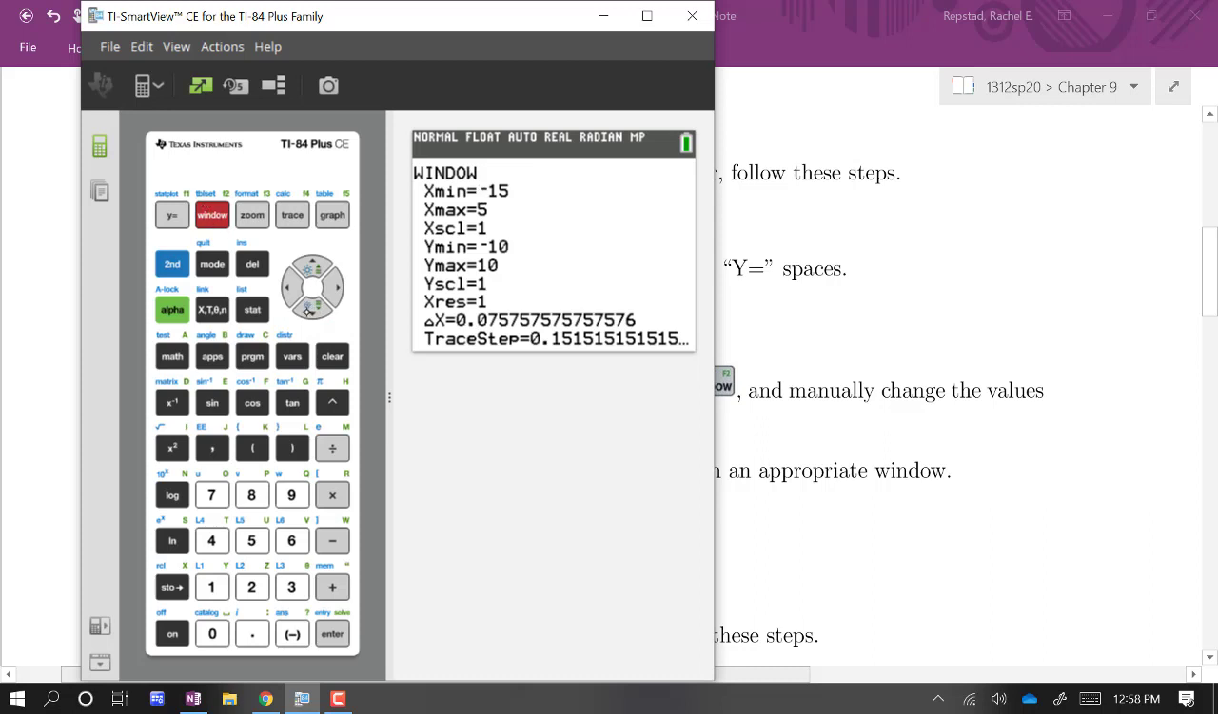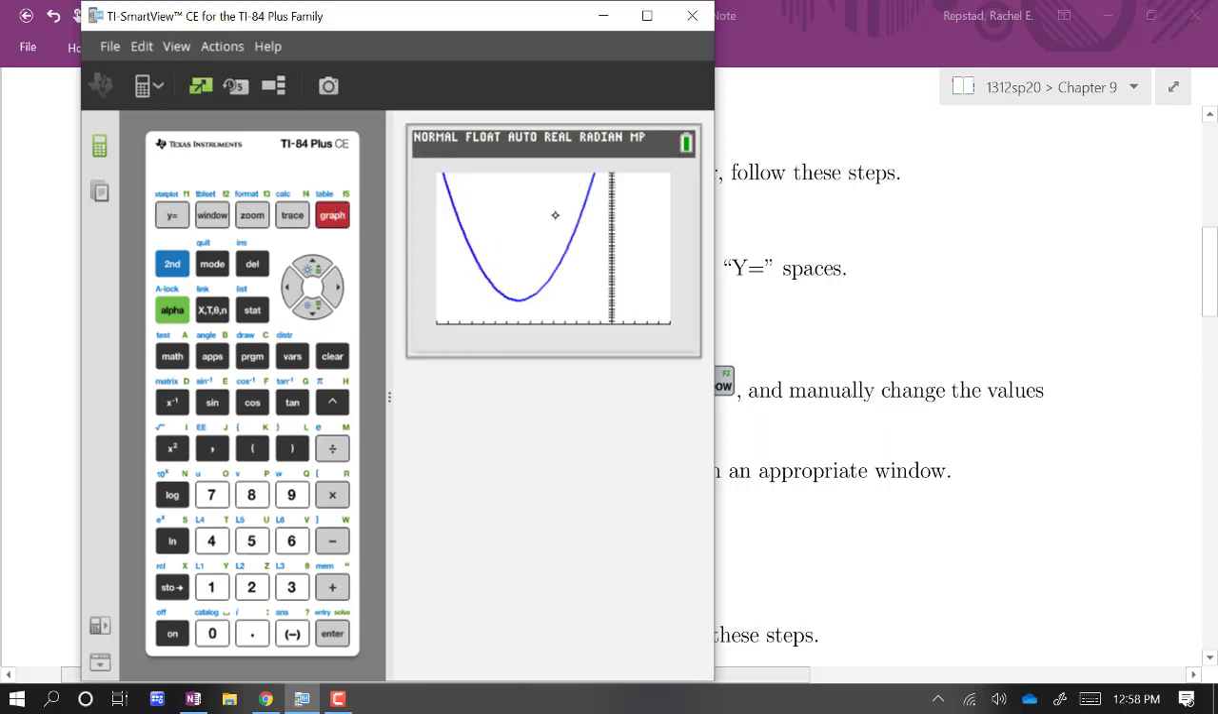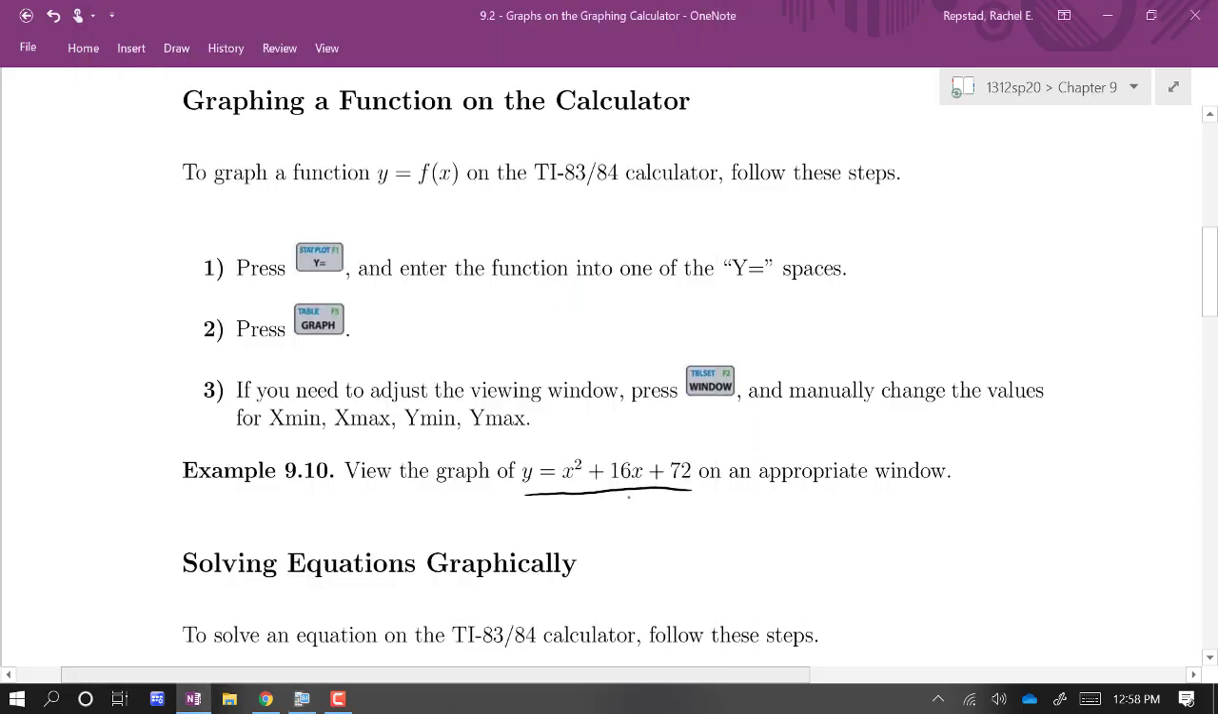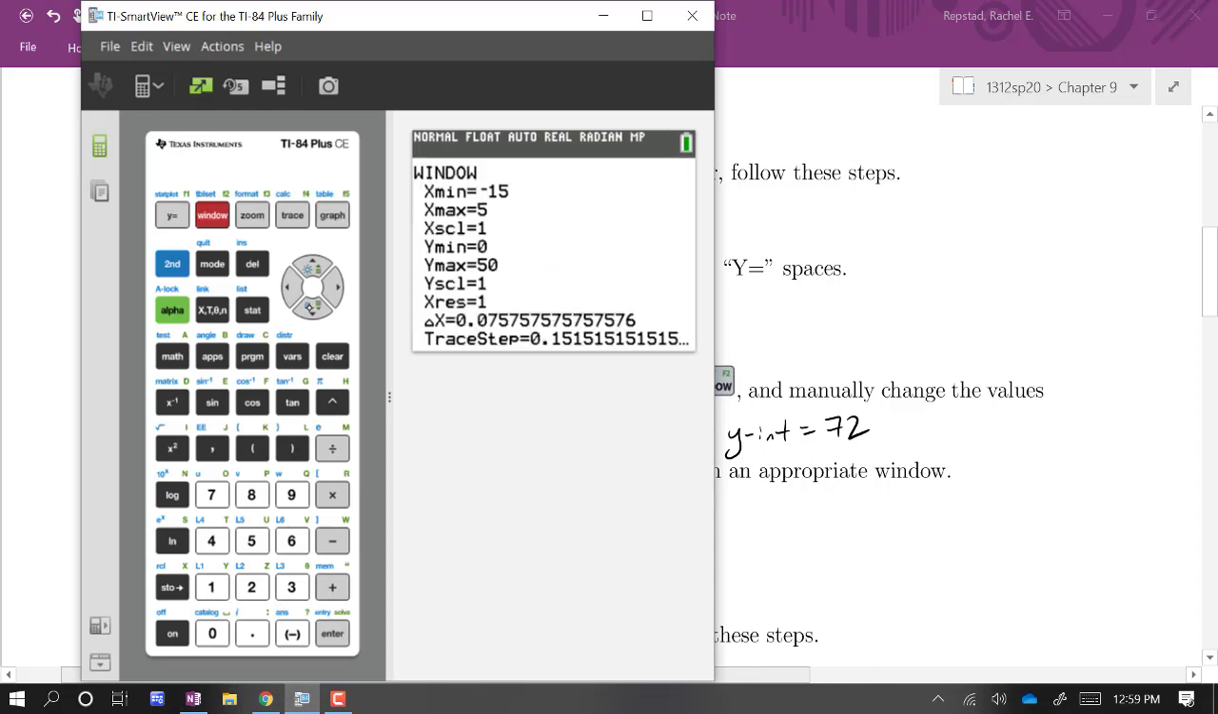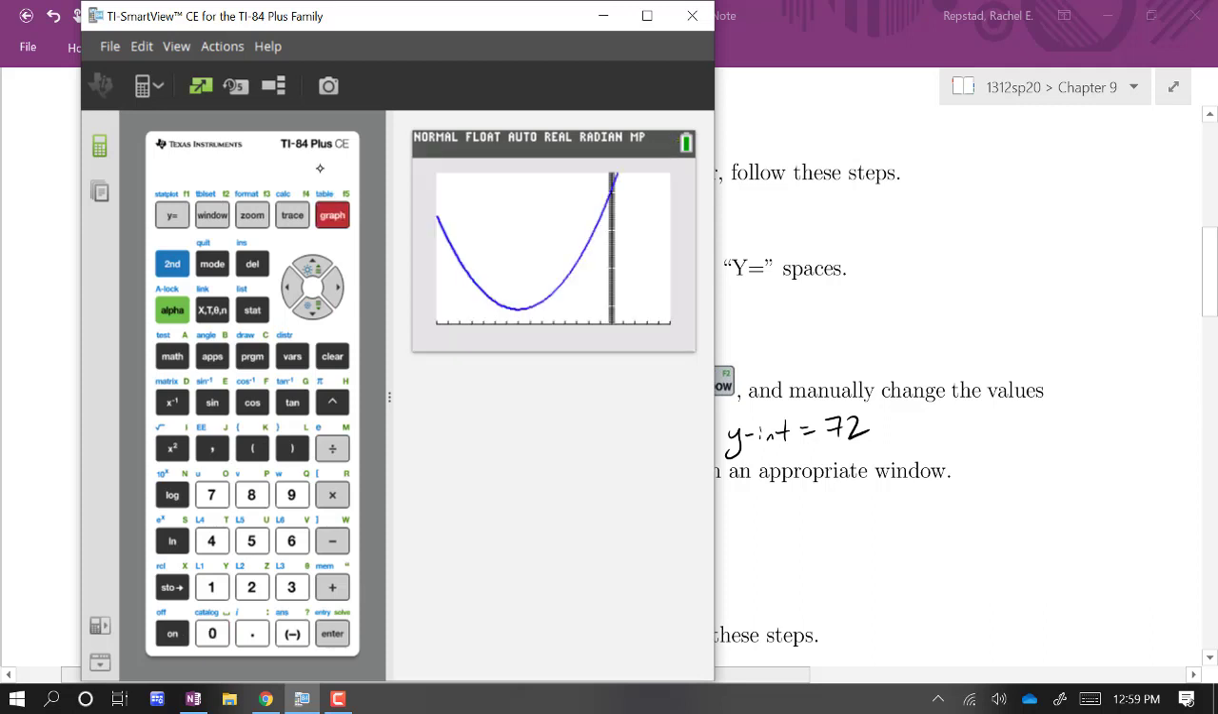So I hit the window button and plug this in: 0 to 50. And that's better, right? Now if I look at the equation x squared plus 16x plus 72, I'll note that if x is 0, y is equal to 72. The y-intercept is 72. If I want my graph on the calculator to capture that, I'll set my y window to include that value, so maybe I'll go from 0 to 80. And there we go. That's not a bad viewing window for this function.